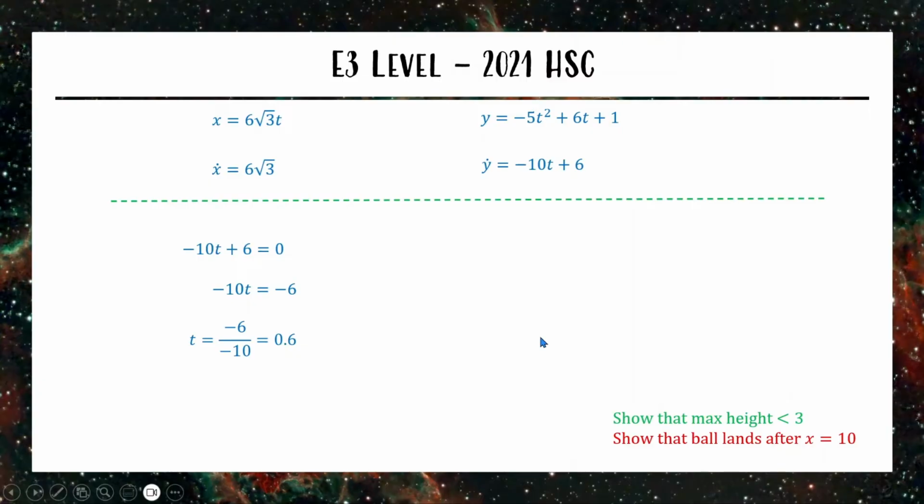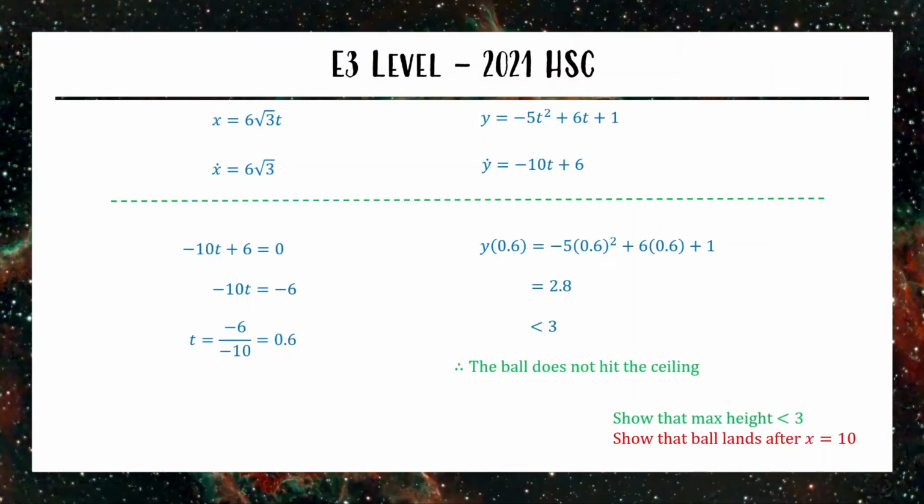So we're going to take t equals 0.6 and we're going to substitute it into our height equation, which is the y displacement. So taking y and letting t equal 0.6, substituting this in and calculating this value, we get an answer of 2.8. And would you believe that 2.8 is less than 3? So we've proven that the maximum height achieved by this projectile is less than the maximum height of the room. So we've shown that the ball does not hit the ceiling. So we're already halfway there.